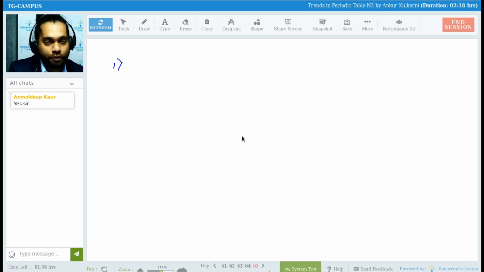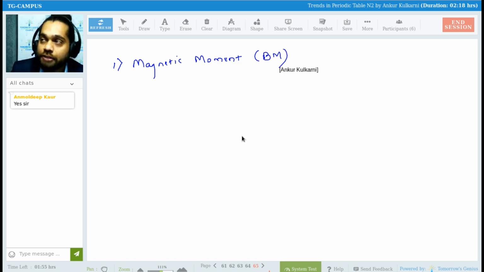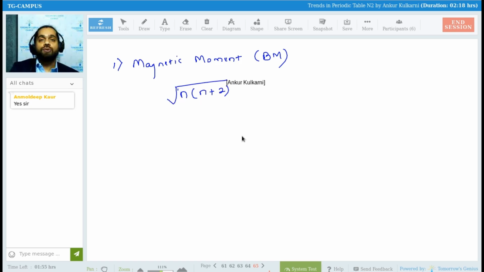So, magnetic moment we calculate in terms of Bohr magneton. Bohr magneton is the unit. We have found a theoretical way of calculating it. We use the formula root of n(n+2), where n is the number of unpaired electrons.